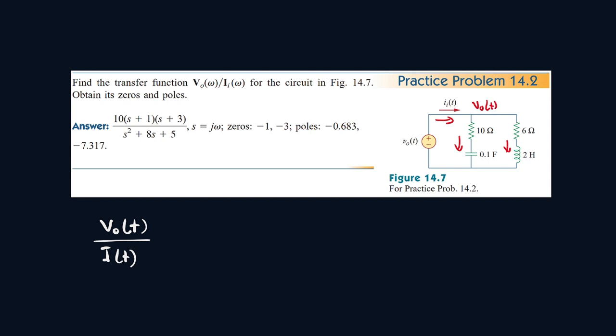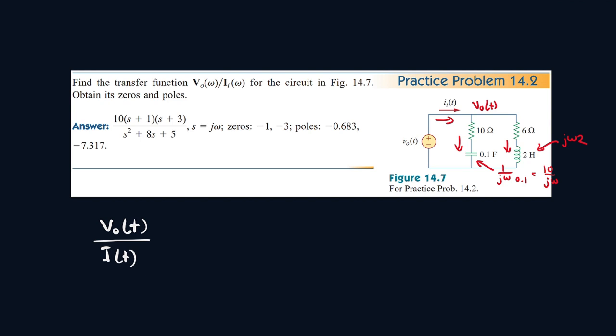So let's get the impedance values for everything. So this will be 1 over jw times 0.1, and that's just, so 1 over 0.1, that's just 10. So it'll just be 10 over jw, and the impedance value for that will just be jw2.